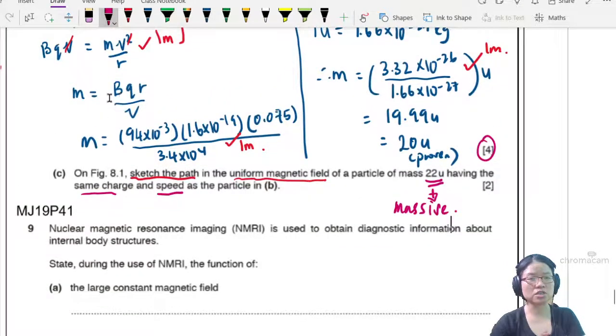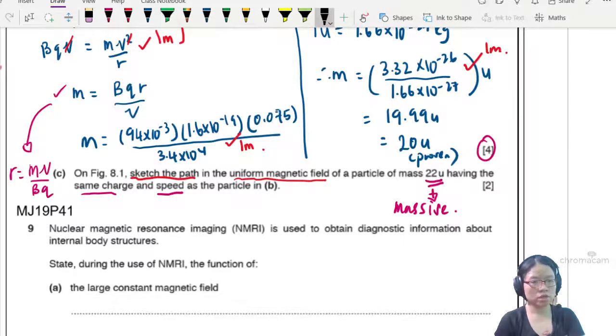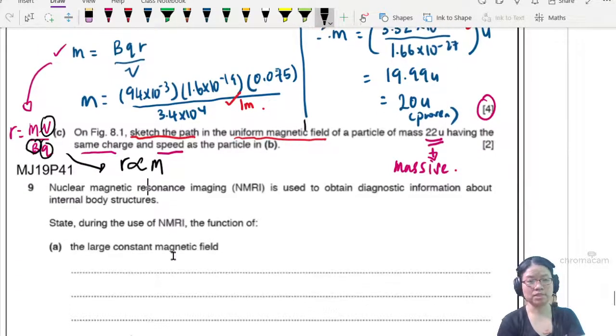All right, so we're gonna put 22U, but you have the same charge and same speed. So I'm gonna steal this equation a bit. By rearranging this, I will have R is equal to mv over bq. So now I identify my constants. Same charge, same speed. So this one is constant. This one is constant. Uniform magnetic field, same B. This one is also constant. This means from here, you can tell that radius is proportional to the mass. So now if my mass is greater, my radius must be greater.